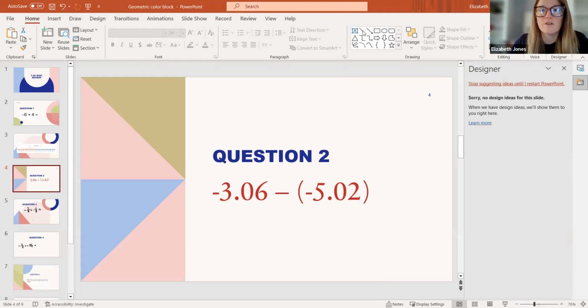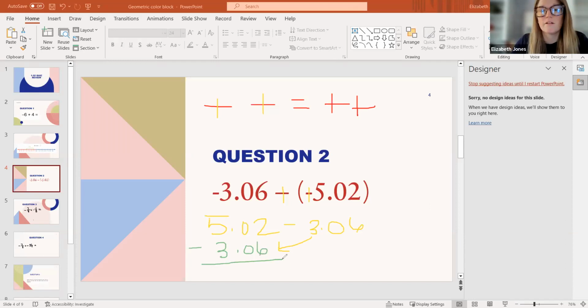When we take a look here at negative 3.06 minus negative 5.02, remember, whenever we are minusing a negative, it's the same as adding a positive. So changing our color here, our subtraction turns to adding and our negative turns to positive. So this turns to negative 3.06 plus a positive 5.02. And when we rewrite this, we can also use our calculator by saying 5.02 minus 3.06. We can line it up also by doing minus 3.06.